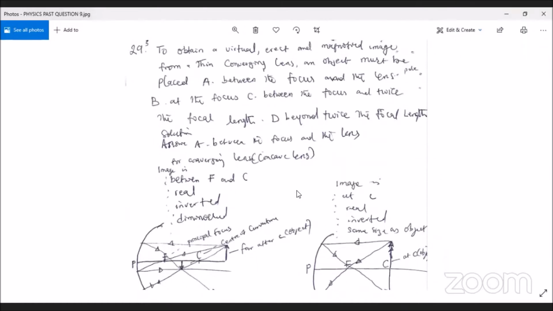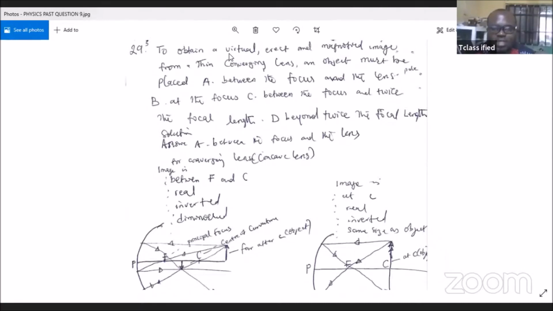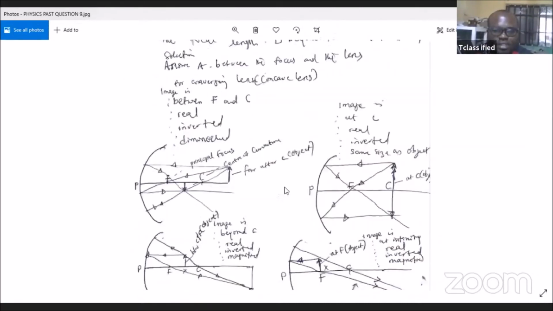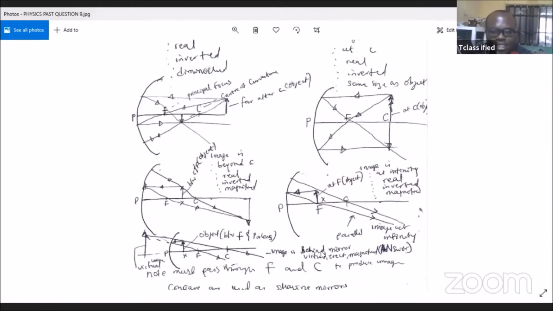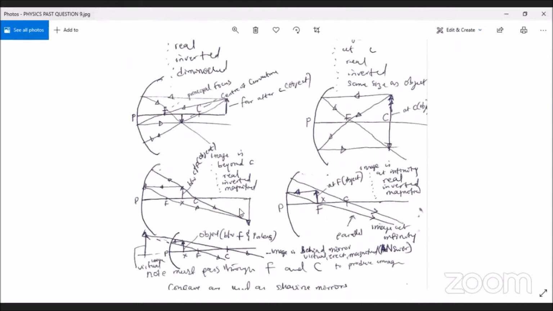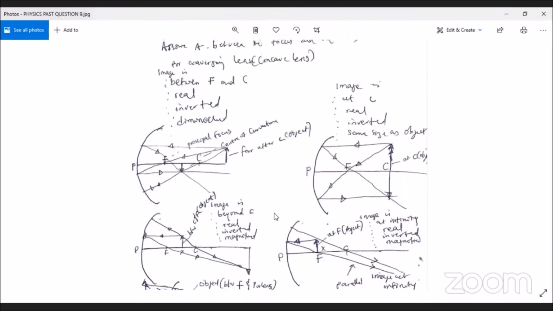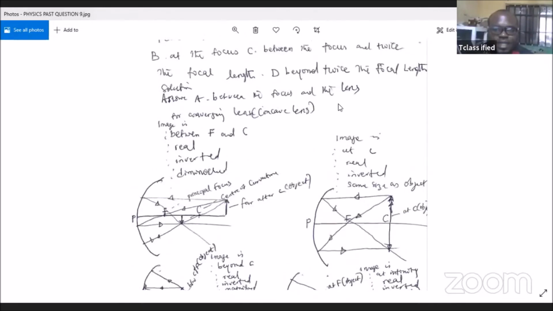The last one, good. Because they are looking for the one that will produce an image that is virtual, erect, and magnified. And you can see the last one produces an image that is virtual, erect, and magnified. But where is the position of the object? It is between the pole and focus. And that makes A the answer, between the focus and the lens.